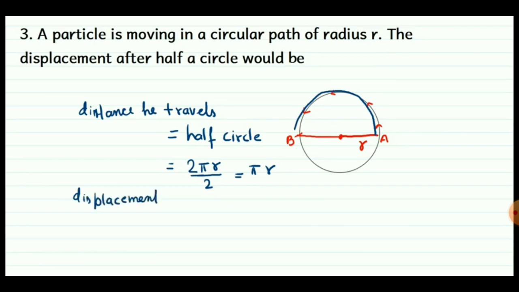Now the question is asking about displacement. What is displacement? Displacement is the straight line distance from the initial point A, from where I have started, to the final point where I have reached. That means the displacement is the straight line between A and B. It can be written as OA plus OB, or AB with a straight vector or direction. Now the length of AB is 2 times the radius of the circle, that is 2r.